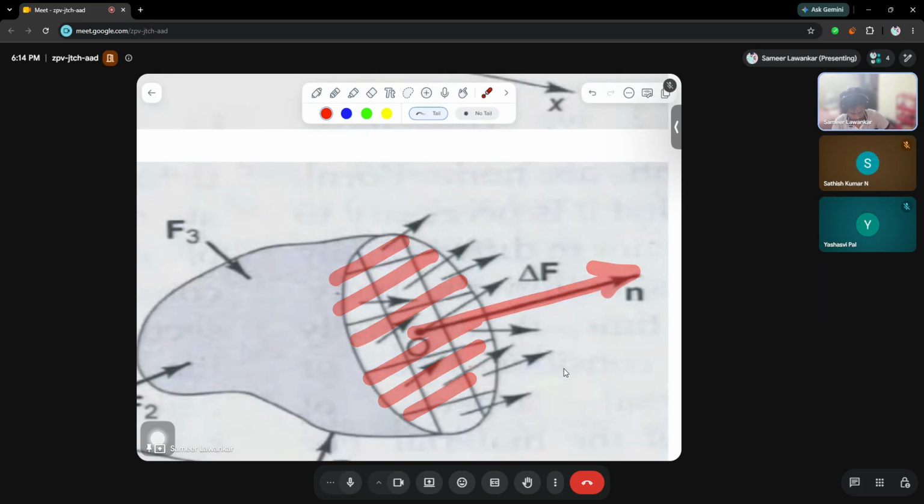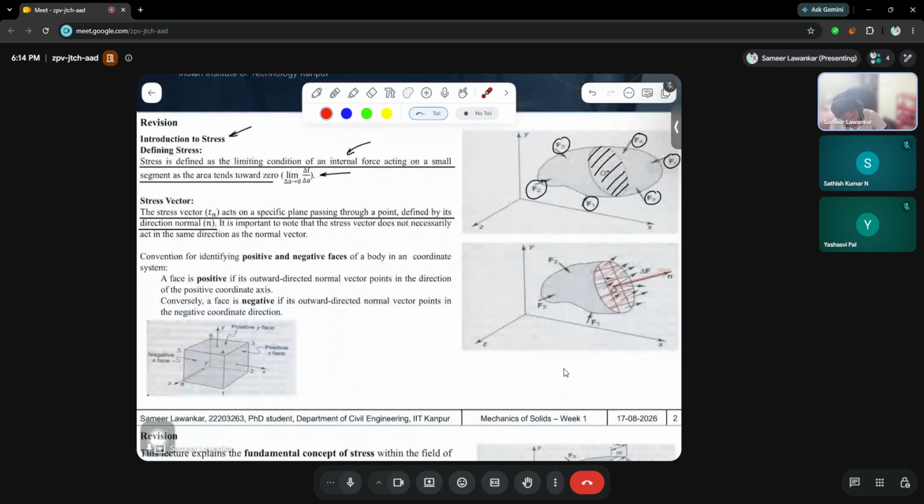Now let us understand what is written here. It simply states that the stress vector Tn acts on a specific plane passing through the point, defined by its normal direction vector. So stress can act along this particular section. Now there are different types of stresses, and we need to differentiate between these types of stresses.